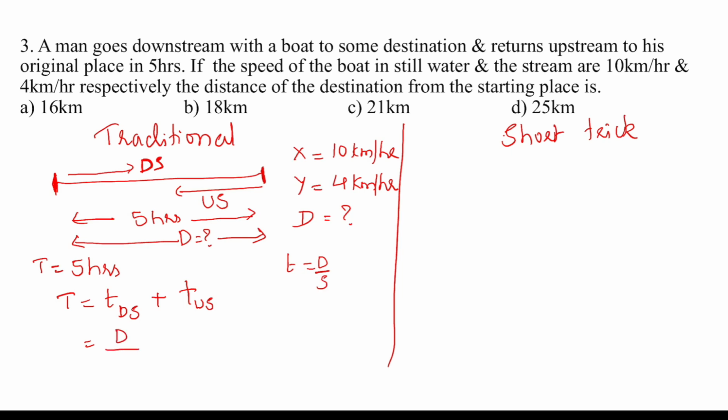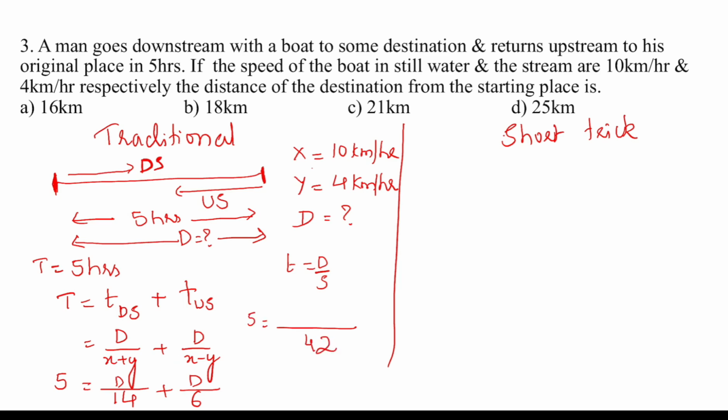Distance we don't know. Speed is how much? Downstream speed is how much? Do we know downstream speed directly? No, but we know x and y values. So downstream speed is given by x plus y and upstream speed is given by x minus y. So this I can substitute as distance divided by x plus y, 10 plus 4 is 14, plus distance upon x minus y, 10 minus 4 is 6, and total time is 5 hours. So now I can take LCM. 14 and 6 LCM is 42.